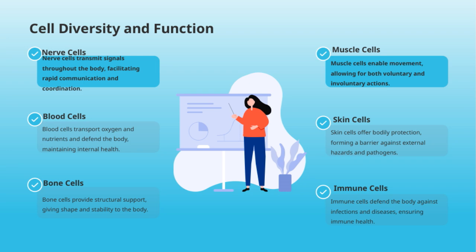Then we have muscle cells, which are responsible for movement, whether it's voluntary actions like walking or involuntary ones like heartbeat. Bone cells provide the structural support our bodies need, giving us shape and stability. Blood cells are vital for transporting oxygen and nutrients throughout the body, and they also help defend us against infections. Finally, nerve cells transmit signals rapidly across the body, enabling quick communication and coordination.